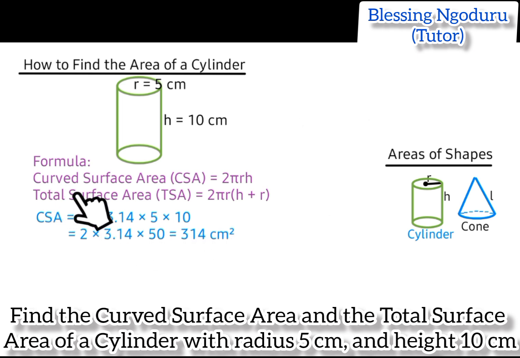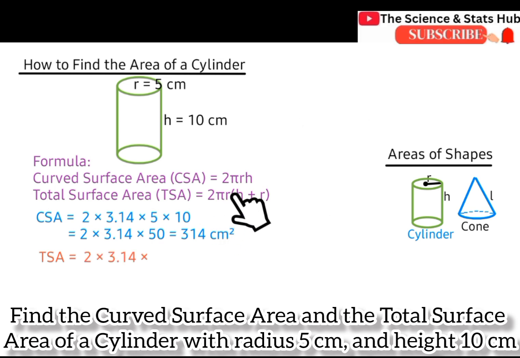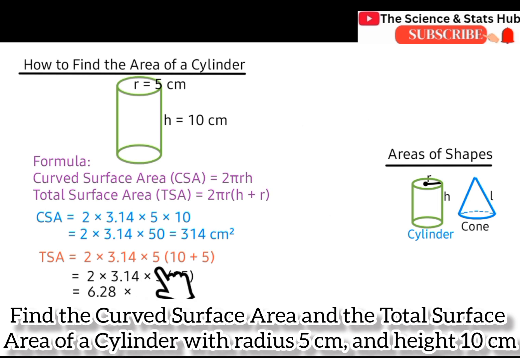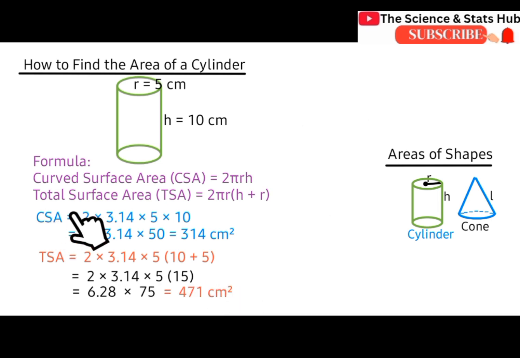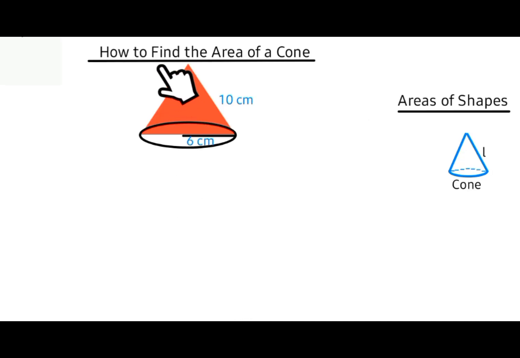Now let's find the total surface area. 2 multiplied by pi multiplied by r value is 5, multiplied by h value is 10, plus r 5. We have 2 multiplied by 3.14 multiplied by 5 multiplied by 10 plus 5, 15. 2 multiplied by 3.14 gives 6.28, multiplied by 5 times 15. 6.28 multiplied by 75 gives 471 centimeters square. So the curved surface area of this cylinder is 314 centimeters square, while the total surface area is 471 centimeters square. Now let's find the area of a cone.